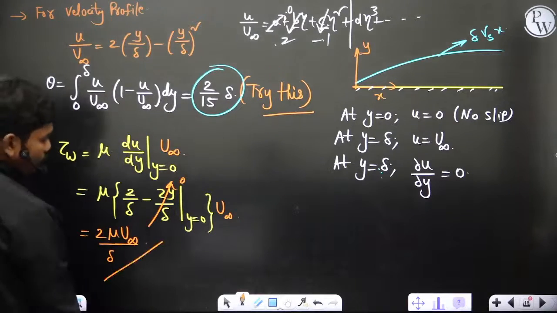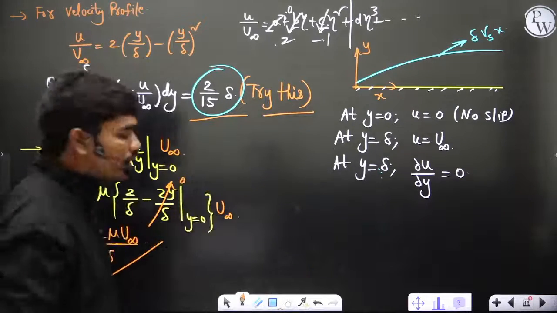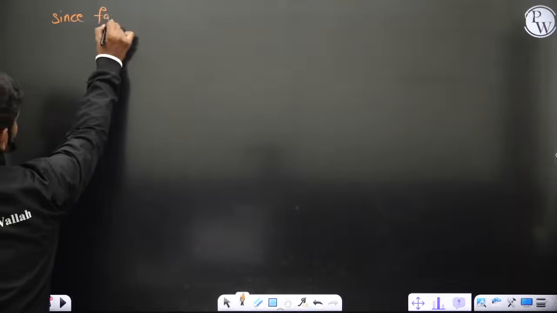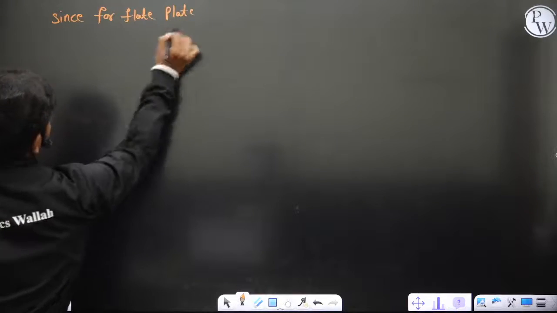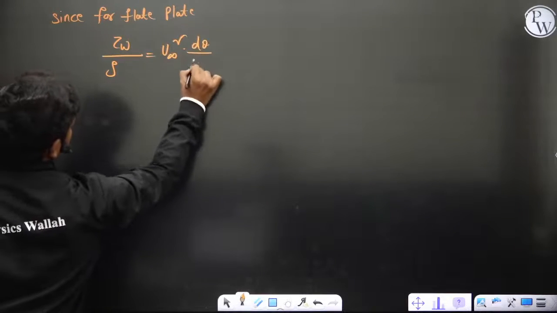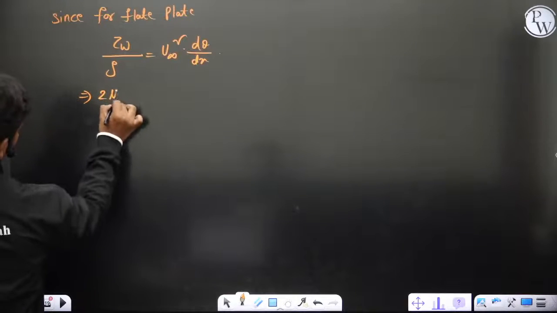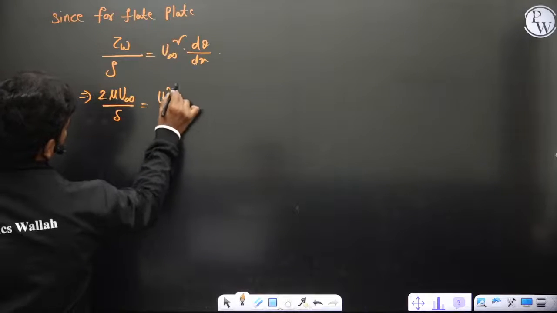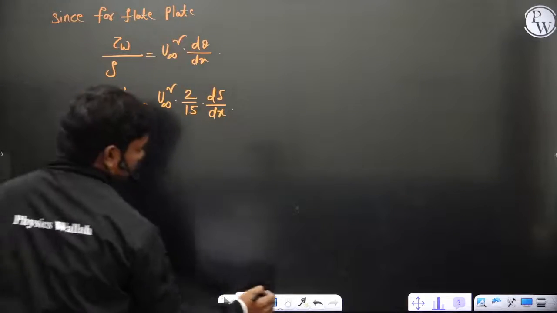Now this is tau w, and theta is 2 by 15 delta, so you can put it in the Von Karman momentum integral equation. This is only for a flat plate; the actual Von Karman momentum equation is something different from what I have shown you. For a flat plate, tau w by rho is equal to u infinity square d theta by dx. So what is tau w? You have calculated 2 mu u infinity by delta is equal to u infinity square times 2 by 15 d delta by dx.